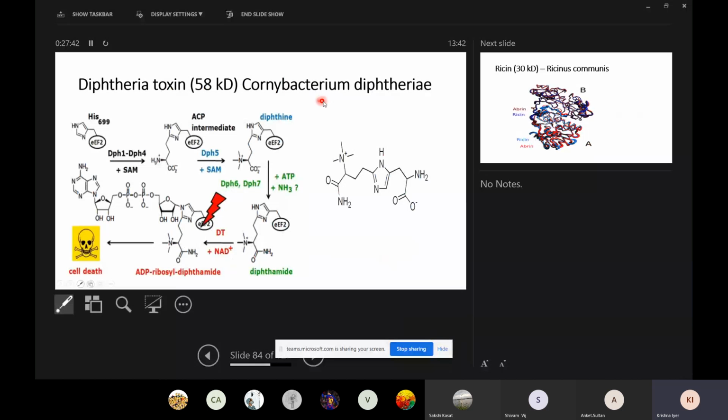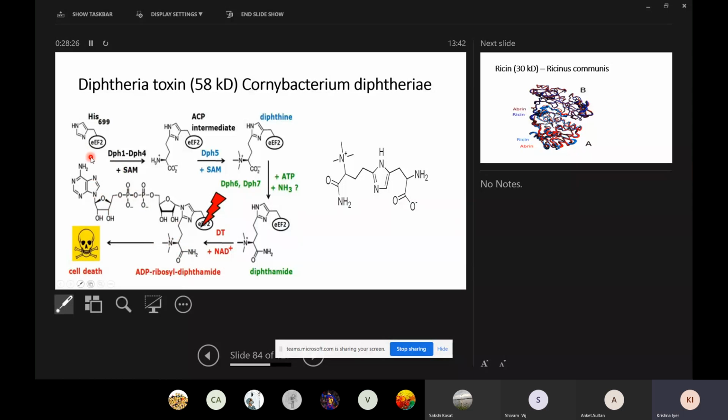Then another very interesting compound which affects protein synthesis is diphtheria toxin, produced by Corynebacterium diphtheriae. See what it does. It causes what is called ADP ribosylation. ADP ribose means adenine plus sugar, which is adenosine, and ribose with this, and two phosphates attached to the ribose. So that's why this is called ADP, adenosine diphosphoribose.